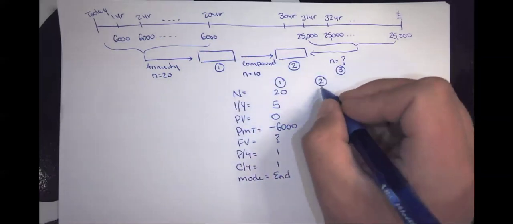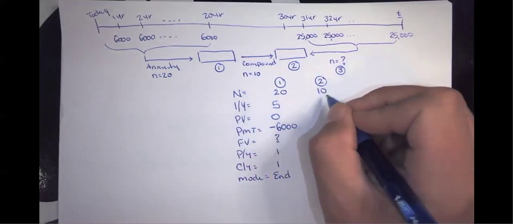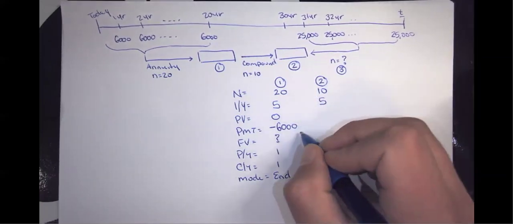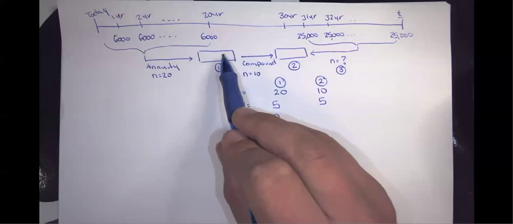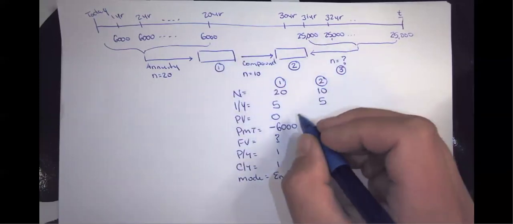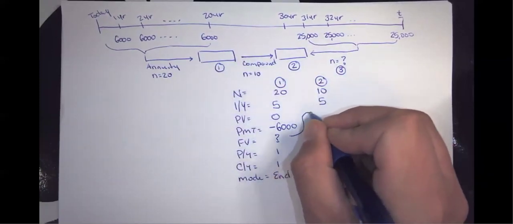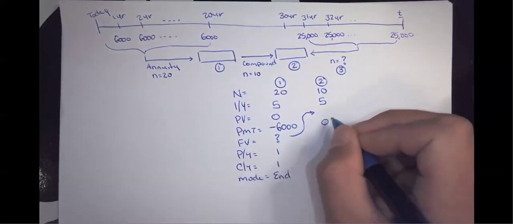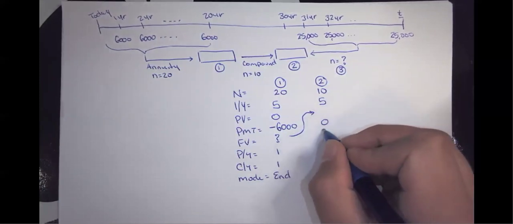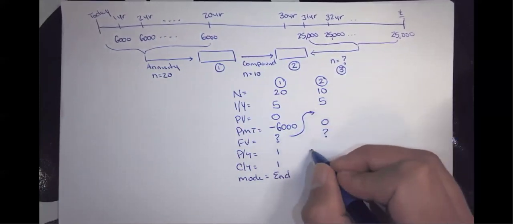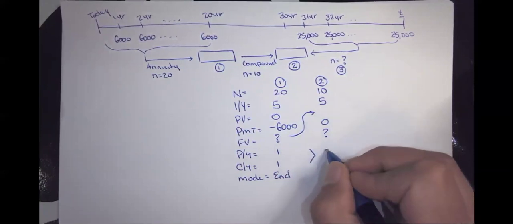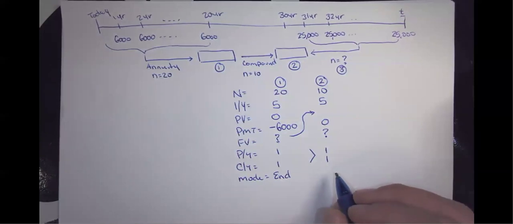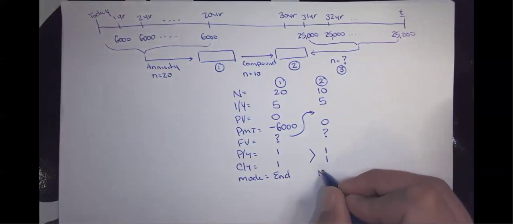Second part, the compound interest part, we're doing this for 10 years. Our interest rate is still 5. Our present value is what ends up in box number 1, so that's the future value of the previous calculation. Payments are 0. Future value is what's unknown here. Payments per year and compounds per year have to be the same, so they're both going to be 1 because we're compounding annually, and the mode doesn't matter.